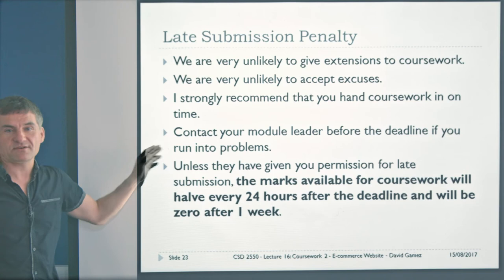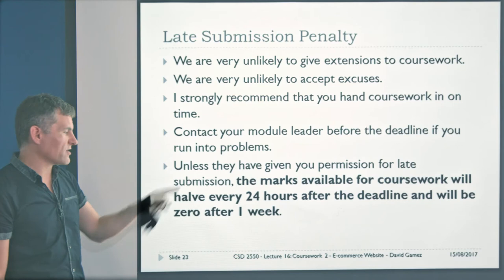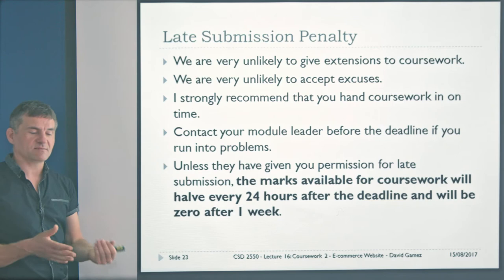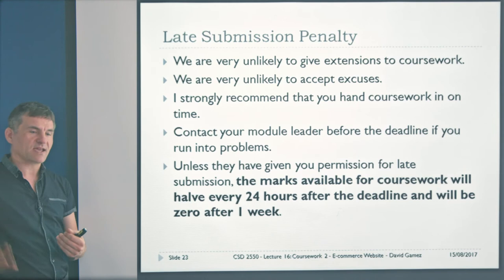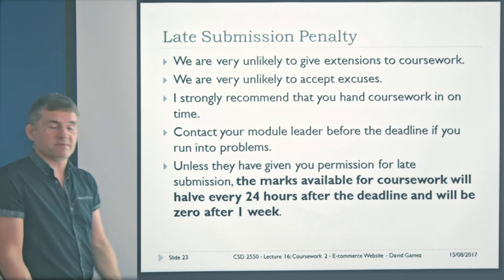Unless the module leader has given you permission for late submission, the marks available for coursework will halve every 24 hours after the deadline and will be zero after 1 week. So you have a little bit of a window, 24 hours after the deadline, to hand something in, but after that, the mark will halve. 24 hours later, it will halve again and again. After a week, you'll get nothing for it. And that will be adhered to strictly. So I recommend you plan your work, get it done ahead of time, submit it a little early even, right?